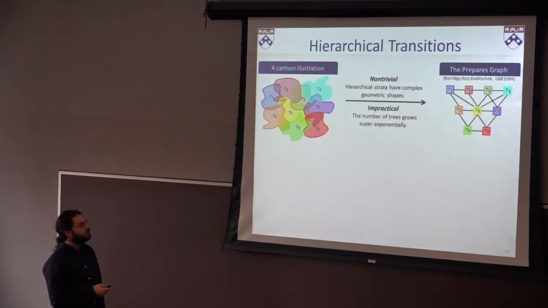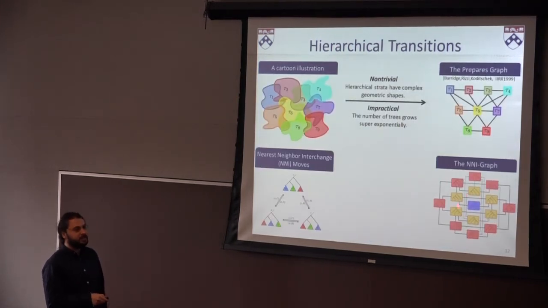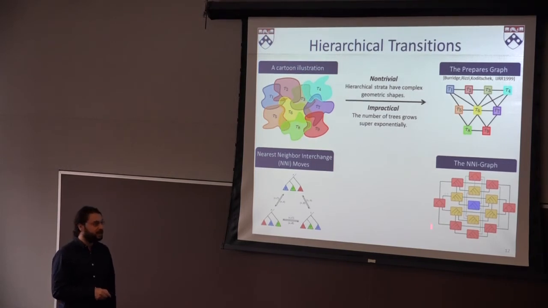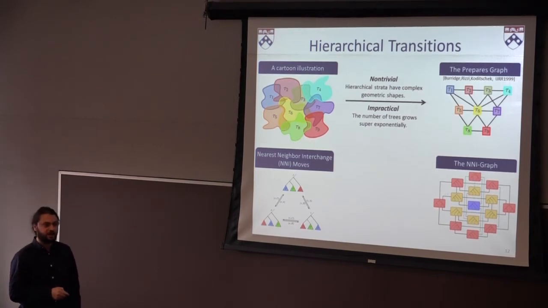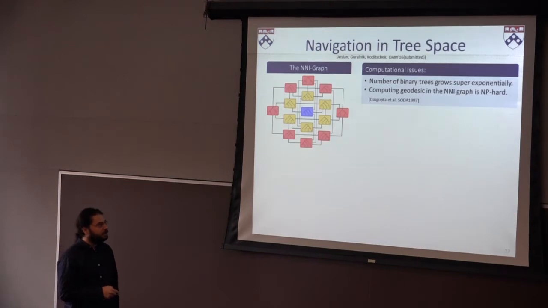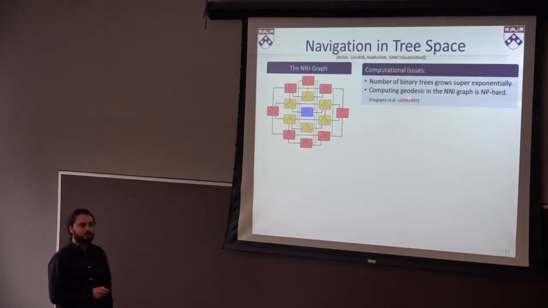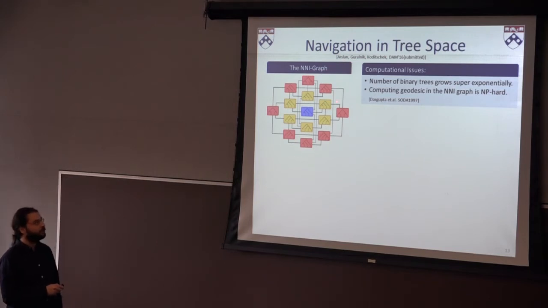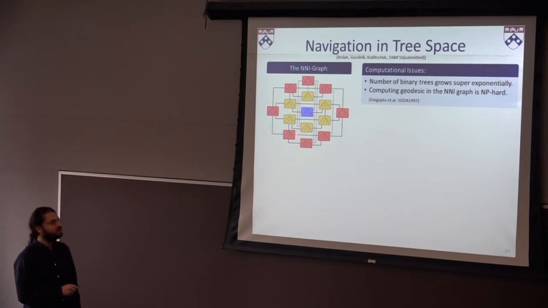Up to this point, we say that the NNI graph will be a subset of the prepared graph, so it's a computationally efficient construction of the prepared graph. But does it solve all the problems? No, unfortunately, because there are some other computational issues with the NNI graph. First of all, again, binary trees grow super exponentially. And computing a geodesic in this graph is NP-hard.